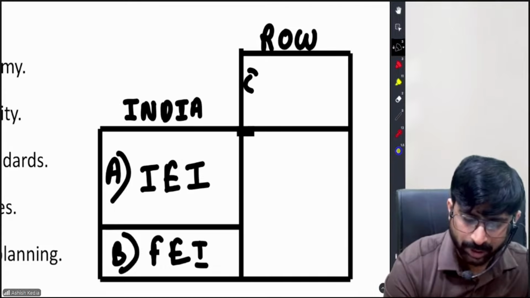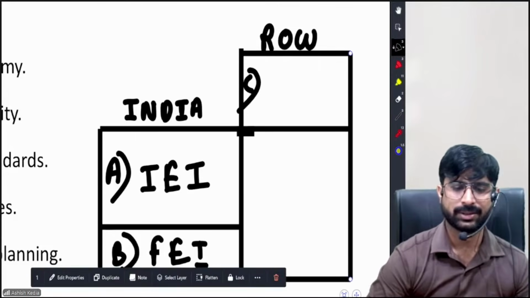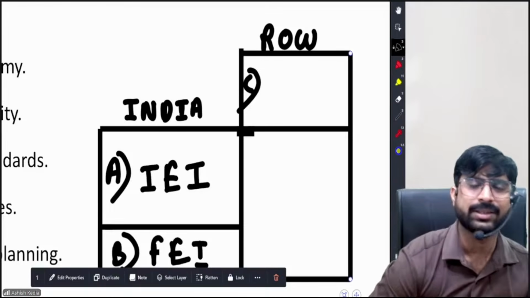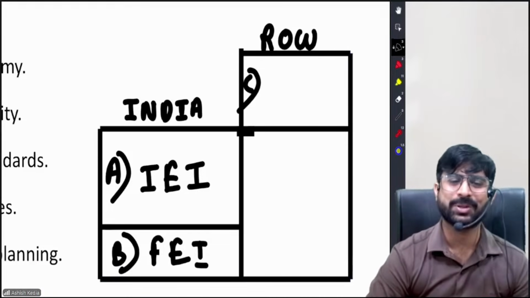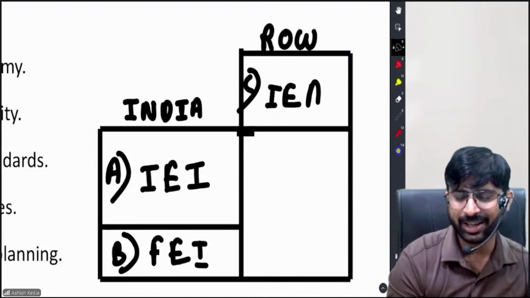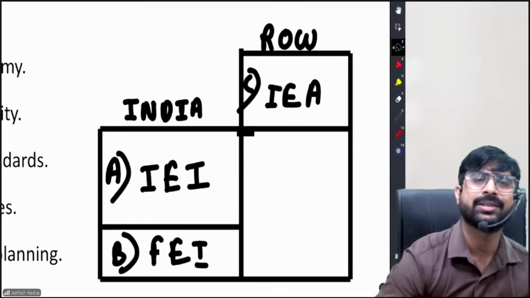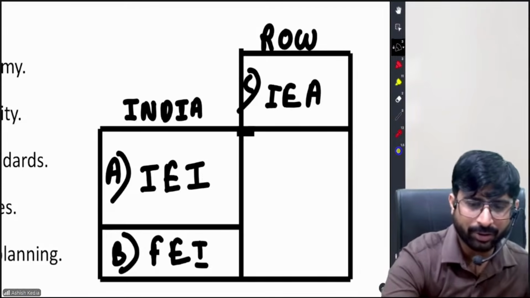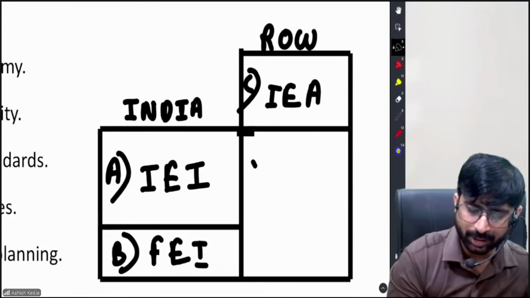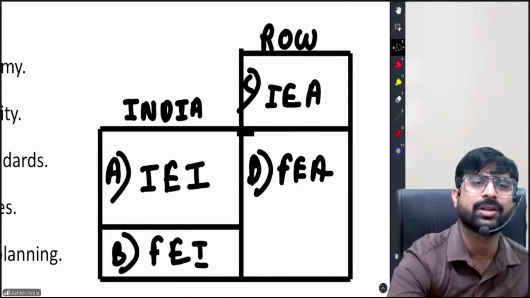In the rest of the world, students, there are two kinds of people. In the rest of the world also, there are two kinds of people: Indians earning outside India, that is Indians earning abroad, and foreigners earning abroad. D, FEA, foreigners earning abroad.